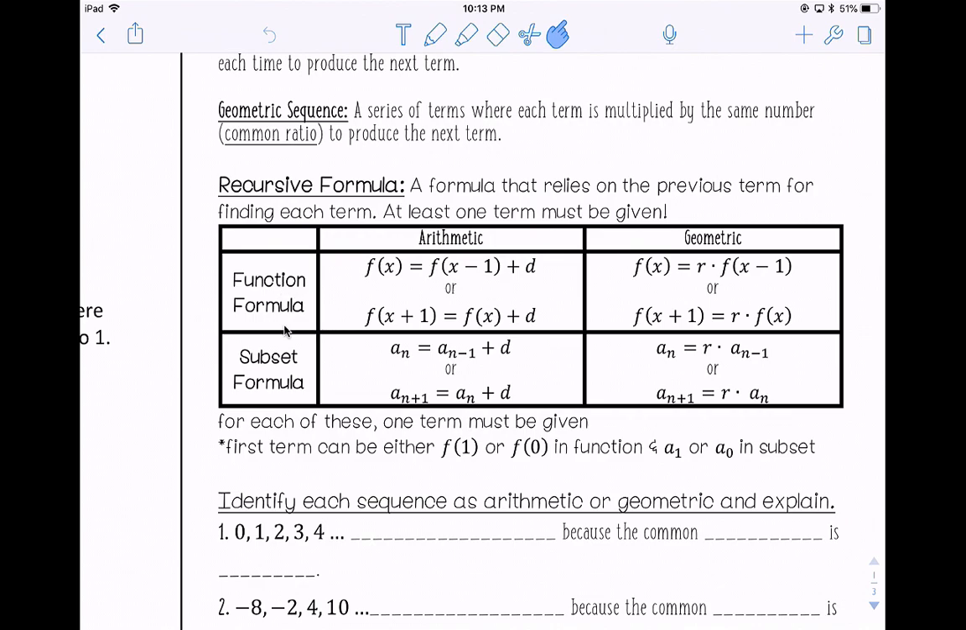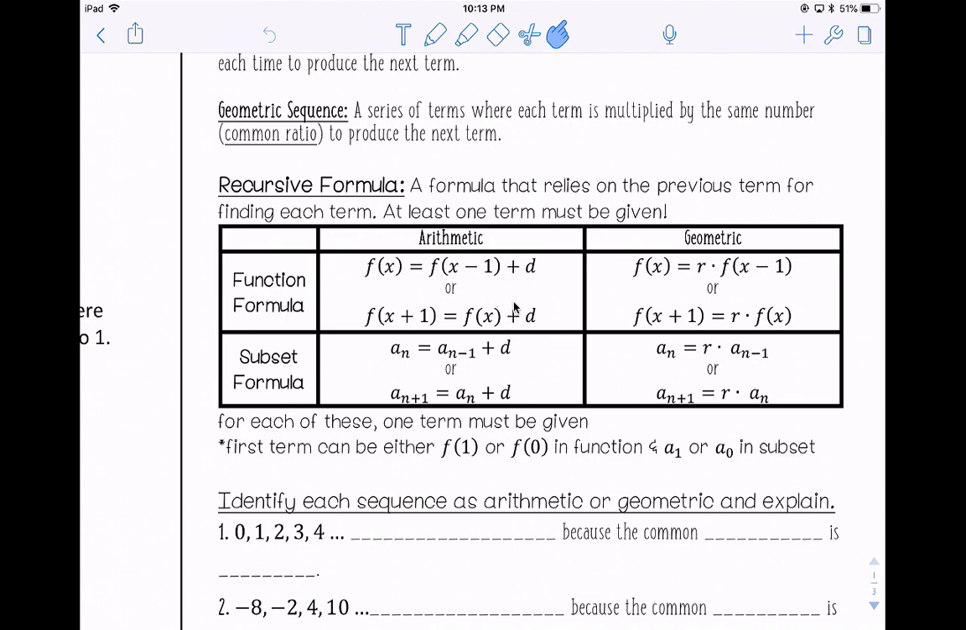So function notation is where we use f of x. F of x means the term we're looking for equals the previous term, so f of x minus 1. To get to the previous term, I would have to go back 1, so that's why we would subtract 1, plus the common difference. It can also be written like this: f of x plus 1, the next term, is equal to the current term plus the common difference.